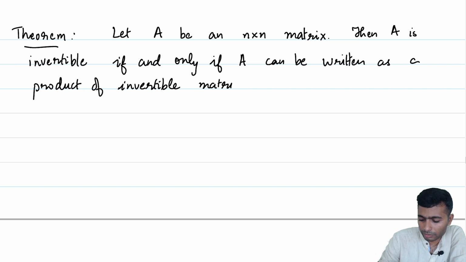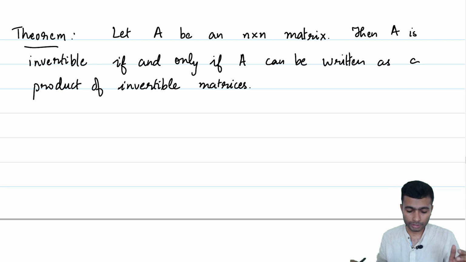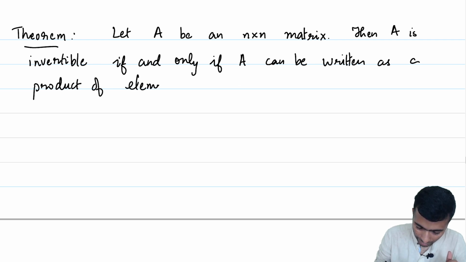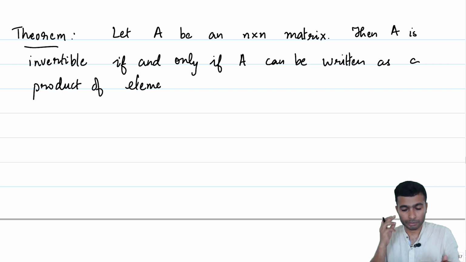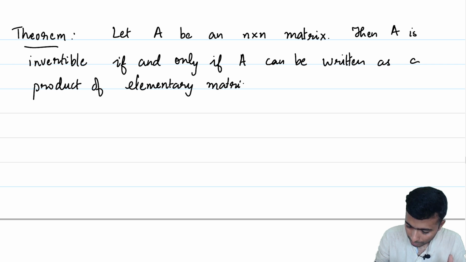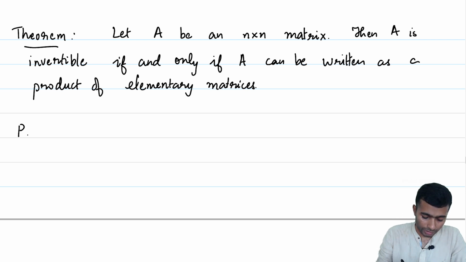Now, if you notice, A can be written as a product of, not invertible matrices, elementary matrices, product of course. If you can write A as a product of invertible matrices, it will be invertible, which we will use, but we will be writing a more specialized statement: if and only if A can be written as a product of elementary matrices. Okay, let us give a proof of this.